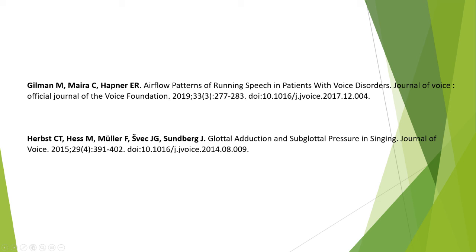It is interesting that airflow in the future probably can be used during running speech. In the first study, they used the equipment from Pentax to define the running speech versus sustained phonation. The second study is of singers and is of great interest. Unfortunately, pathology is not discussed in this paper with evidence-based procedures.